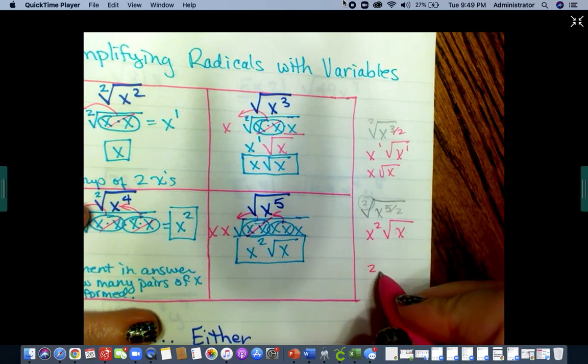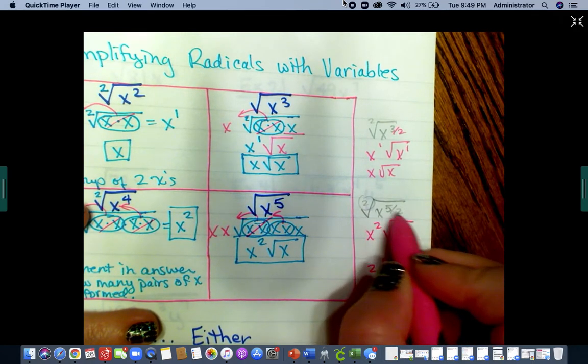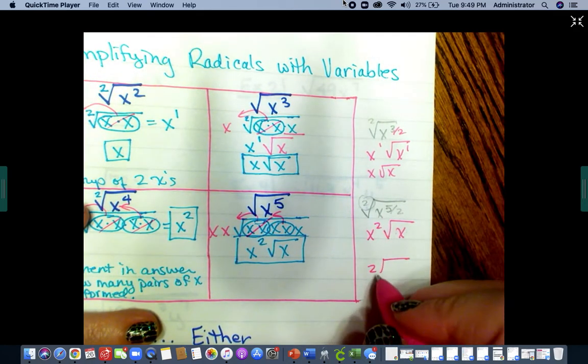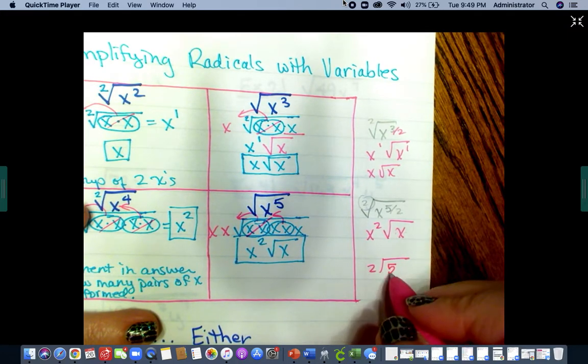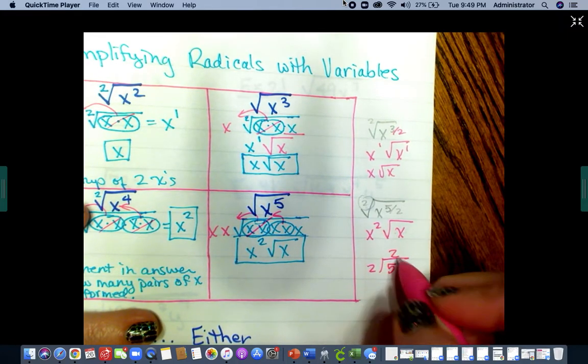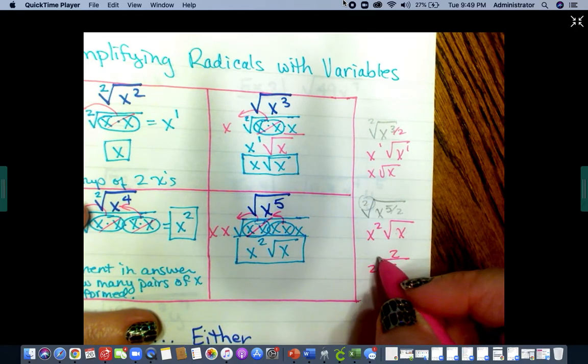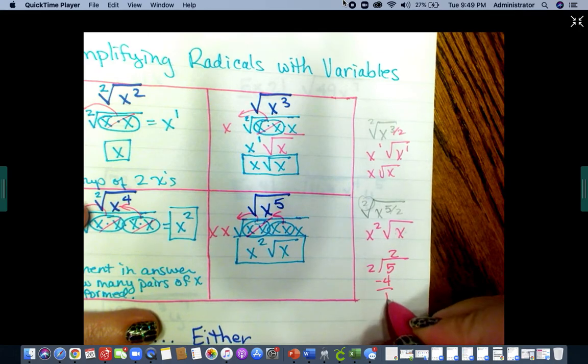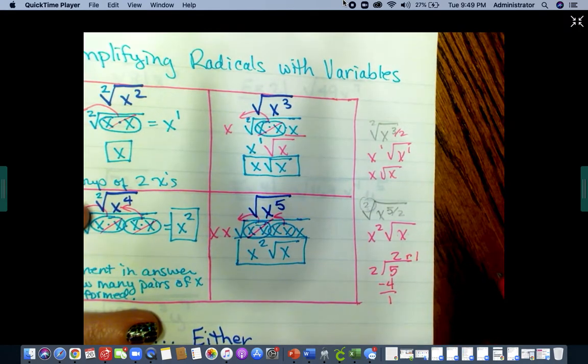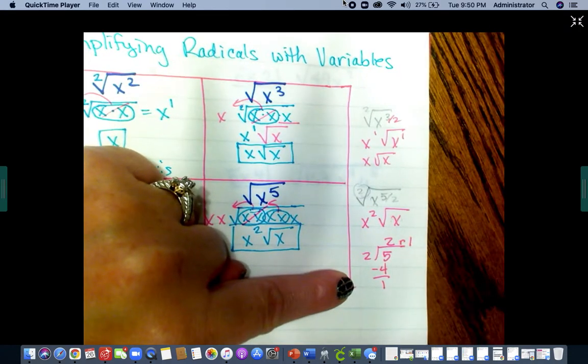In case you're unclear on that, 5 halves is 2 divided into 5 like this. 2 goes into 5 2 times. 2 times 2 is 4, and then I subtract and get 1, so I have a remainder of 1. So that's what I'm doing. I'm just not showing the math for it, right?